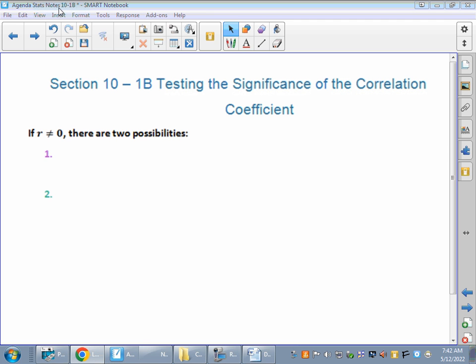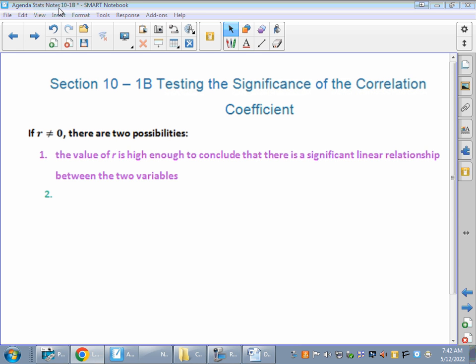So if R is not equal to 0, remember, if R equals 0, there is no significant relationship between our variables. So if R is not equal to 0, there's two possibilities. The value of R is high enough to conclude that there is a linear relationship between the two variables, or it's due to chance. Again, we're looking to see if there is a relationship, right? That's kind of our goal.